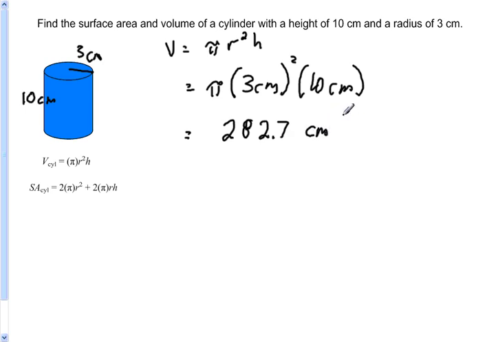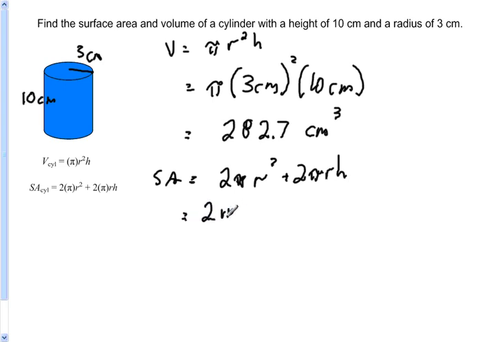And now because it's volume, it's going to be cubed. Anytime we're dealing with volume, it's going to be a cubic unit. That's it. That's how we use the formula to find the volume. What about the surface area? Surface area, I'm just going to look at this equation over here. Surface area is 2 times pi times r squared plus 2 times pi times r times h. Plug in the numbers. That's all we have to do.